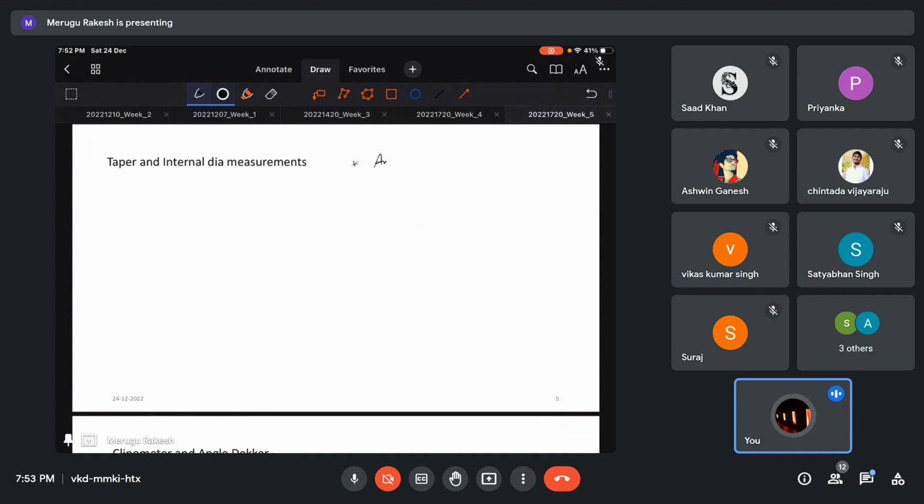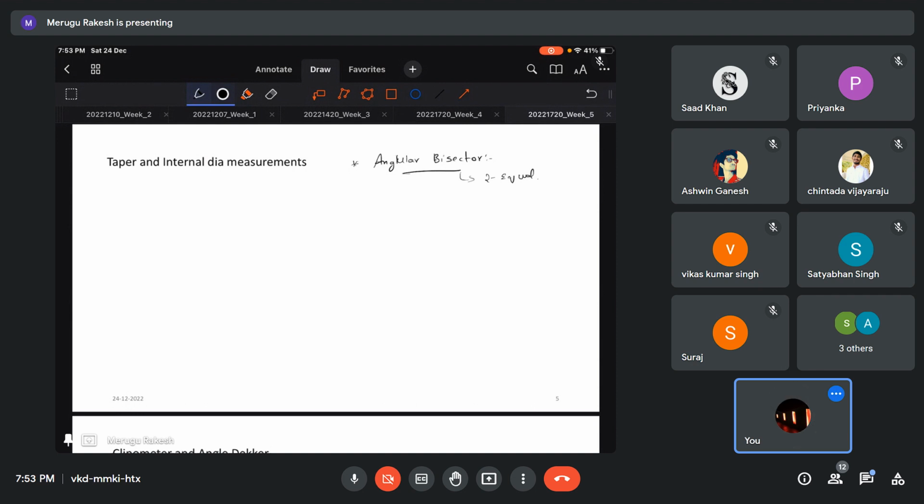Let us start with the angular bisector. Can anyone explain what is an angular bisector? A line which divides the angle into two equal angles. Yeah, exactly. This is the main concept involved in taper angle measurements.